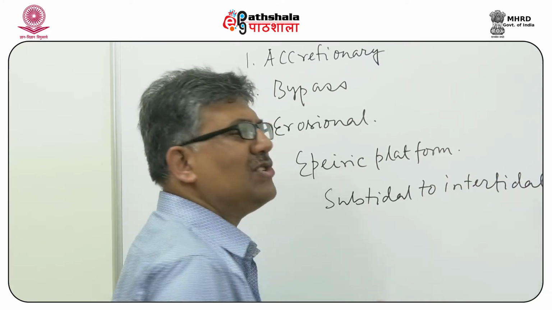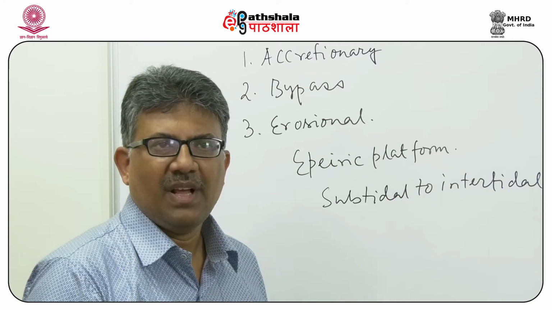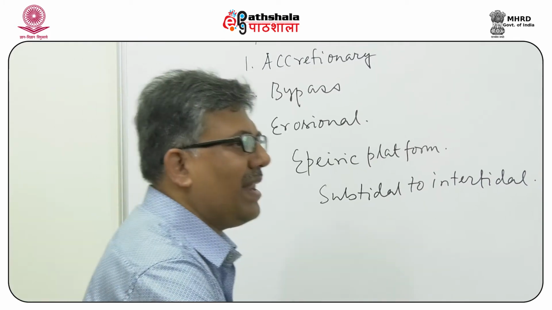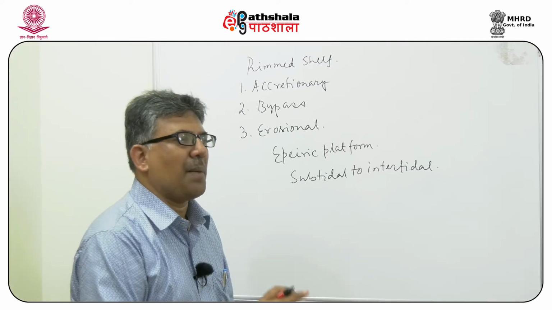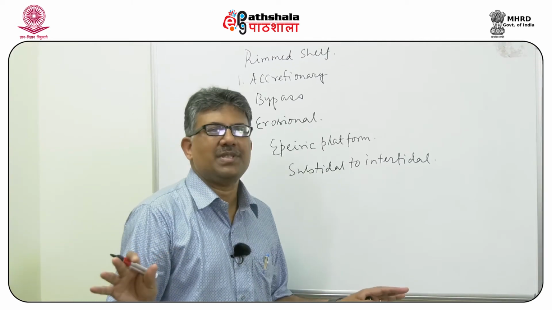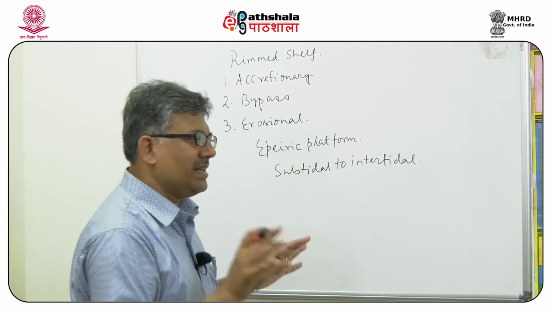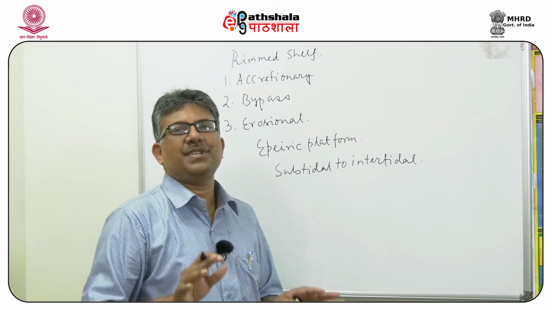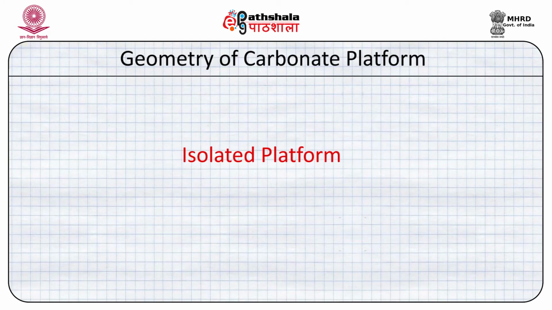The energy level is always very low and the tidal energy is further low. So, that kind of condition where a large cratonic platform is drowned and represents a subtidal to intertidal situation, then we call it an epeiric platform, which is a little subjective in the interpretation in the ancient succession. Now, we come on to the isolated platform.